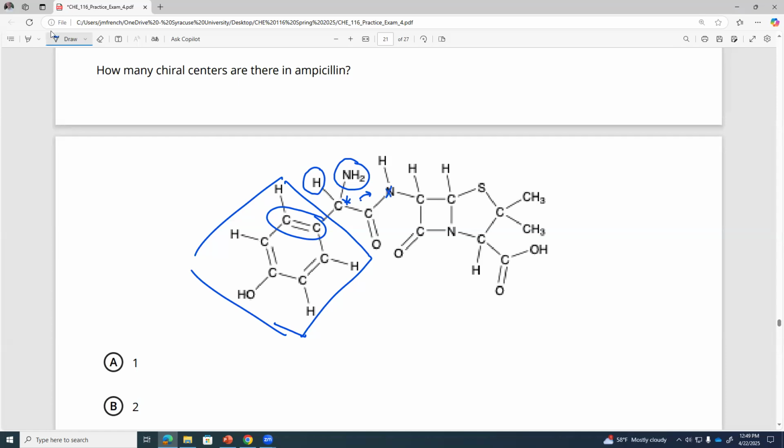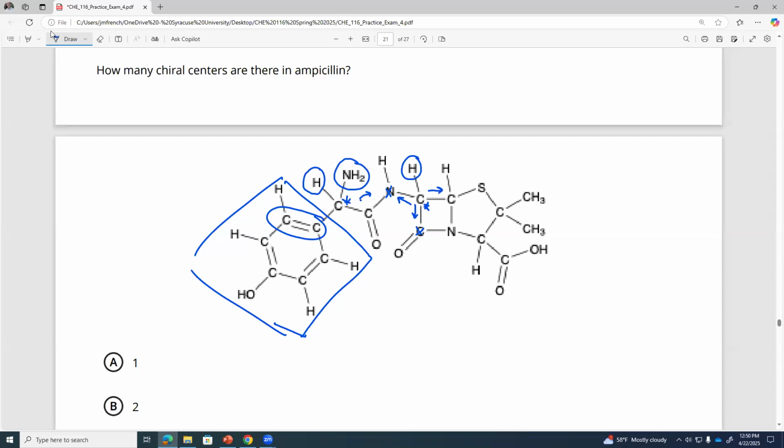So the nitrogen can't be chiral, right? That amide carbonyl can't be chiral. But we do have one more. We have a few more actually, right? This carbon right here within that beta-lactam ring is chiral because I have a hydrogen. I have everything to the left, which is different than everything to the right, which is different to everything down below. So that carbon is also chiral.